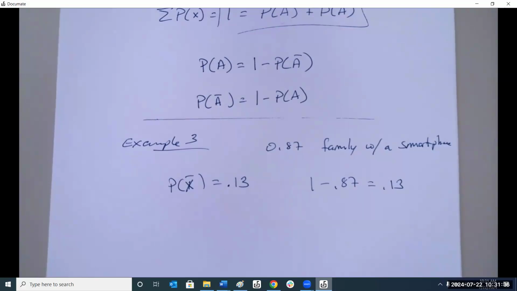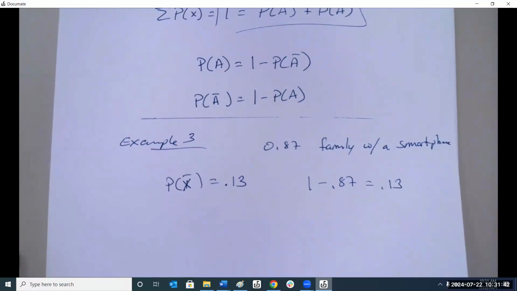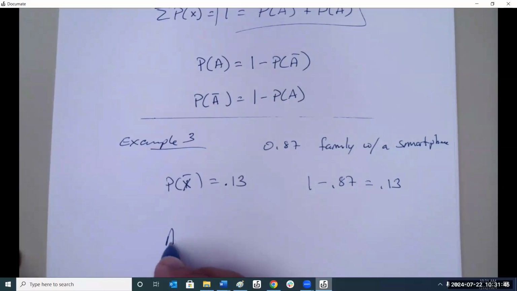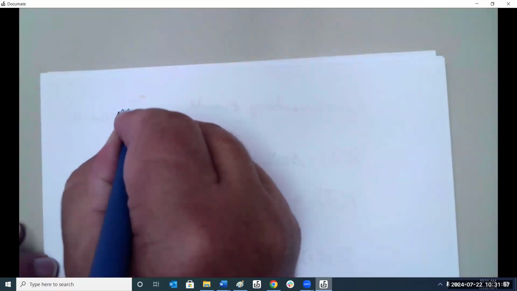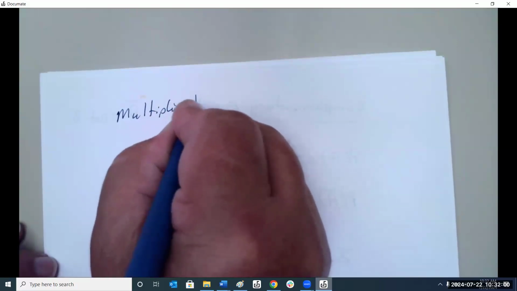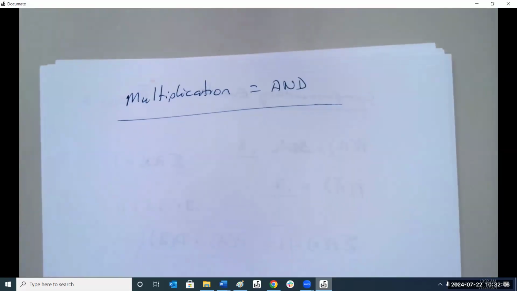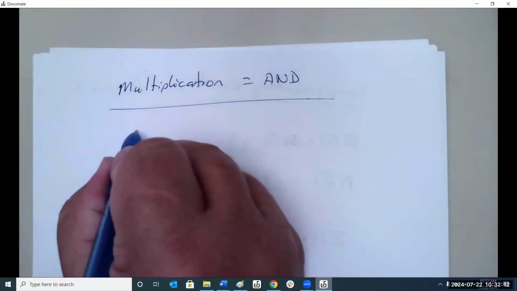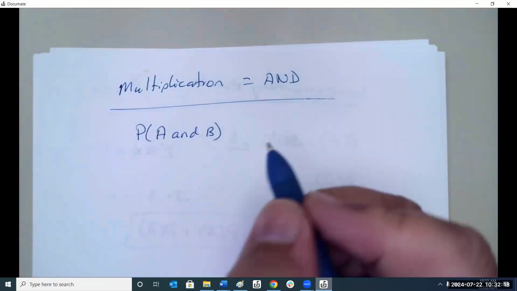So that's addition and subtraction. What word tells you in the question if it's addition? Or. So addition equals or. Multiplication deals with the word and. The probability of A and B occurring.